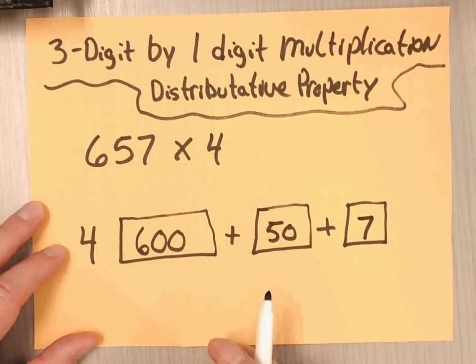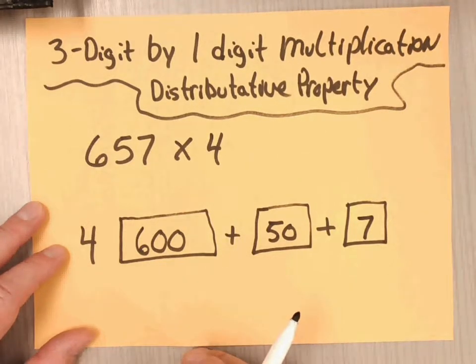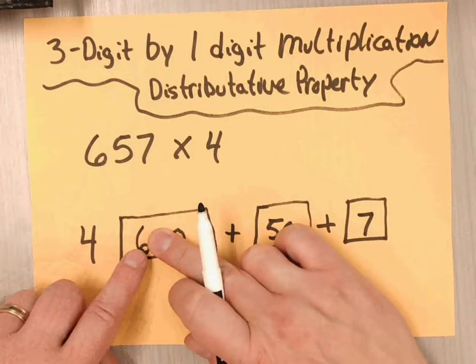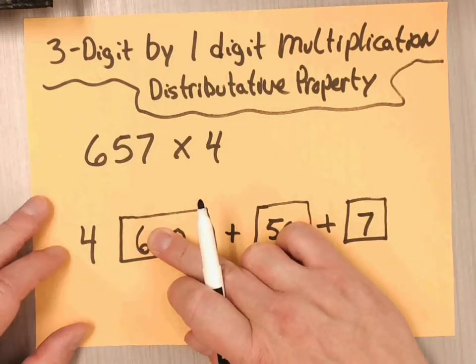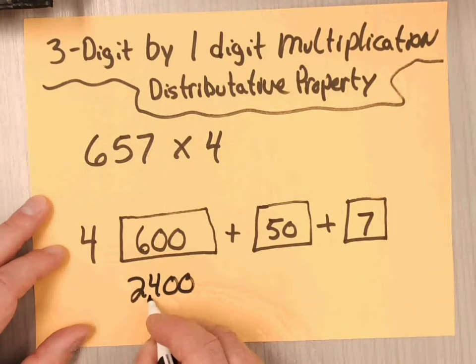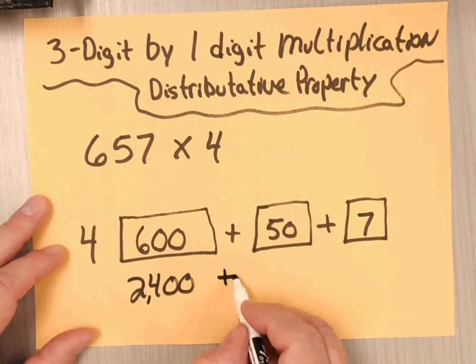Well, the little rule that I told my students in class, you can cover up the zeros. 4 times 6 is 24, and put the 2 zeros at the end. So you have 2400 for that answer.